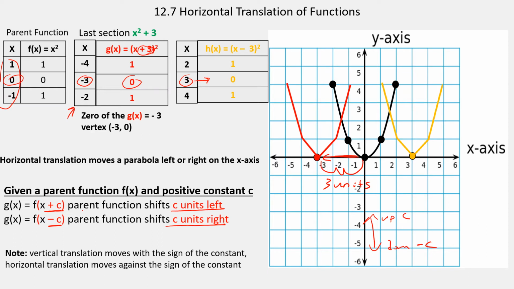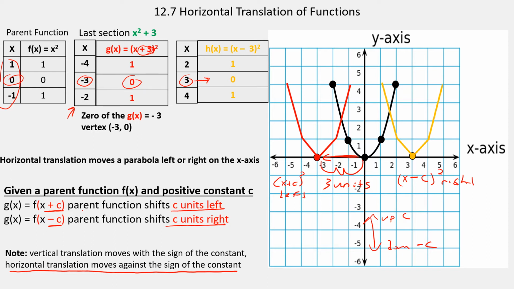But in our case here, since we're doing the horizontal, when it is a negative constant, it's going to the right. When it is a positive constant inside, it is moving to the left. So the horizontal translation moves against the sign of the constant, in the opposite direction. That's real key to remember.